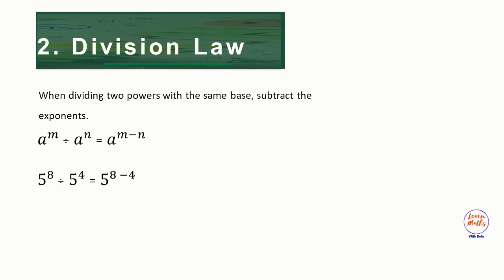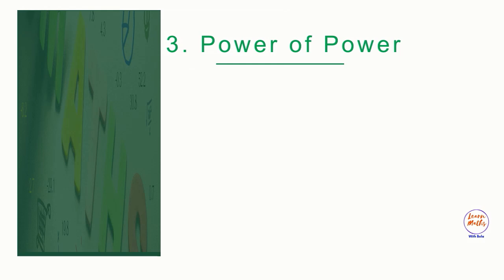So let's take an example. 5 raised to power 8 divided by 5 raised to power 4 will give us 5 raised to power 8 minus 4. We can also see that this law follows only if your bases, that means your a's, are the same number. So 5 raised to power 8 minus 4 is equal to 5 raised to power 4, and that is 625.